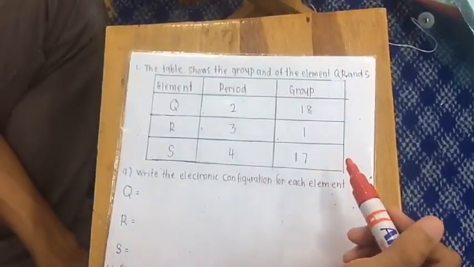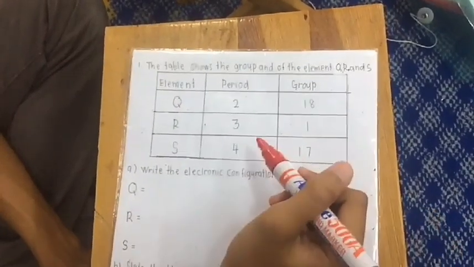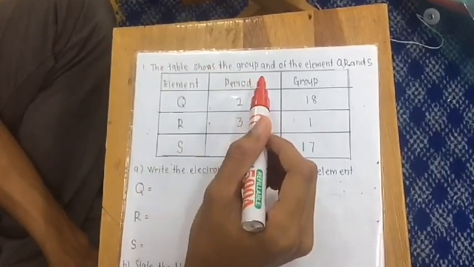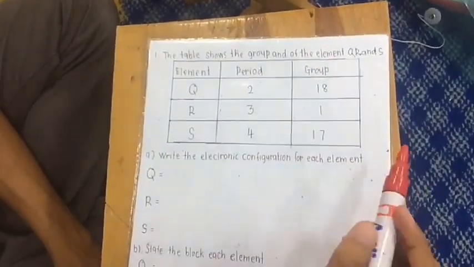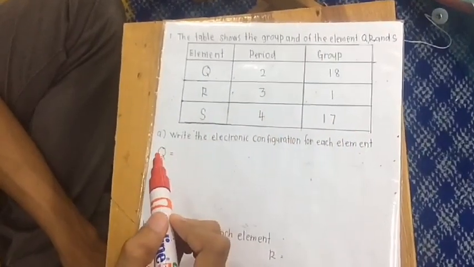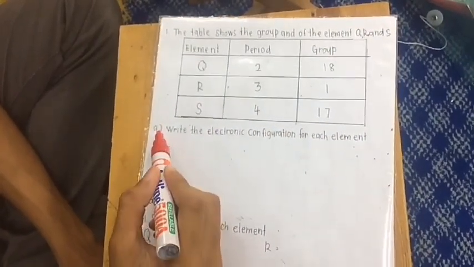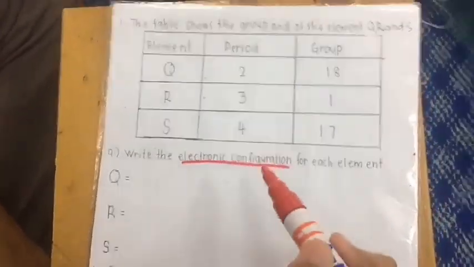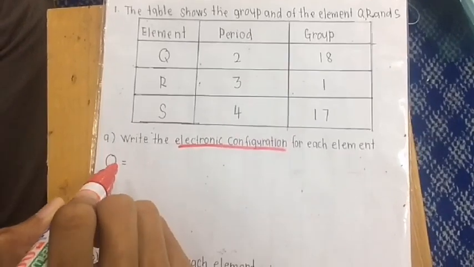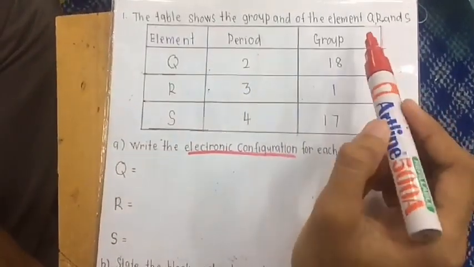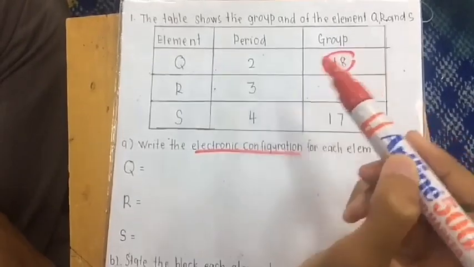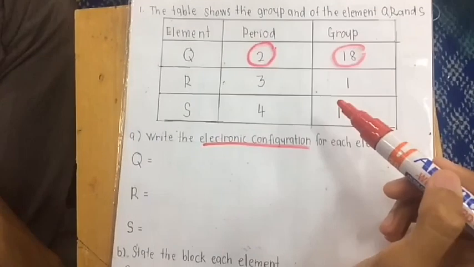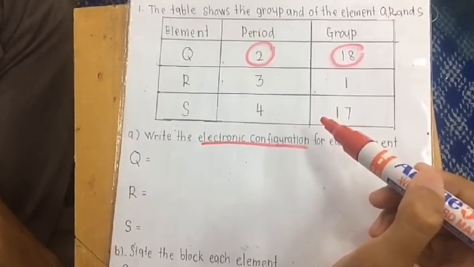Go to the next question. For this question, already given the table that shows the group and period of the element Q, R and S. Let's see the first question, that we should write the electronic configuration for each element. For element Q, we already know the group. The group of element Q is 18, and the period of element Q is 2. So we only need to determine the block.